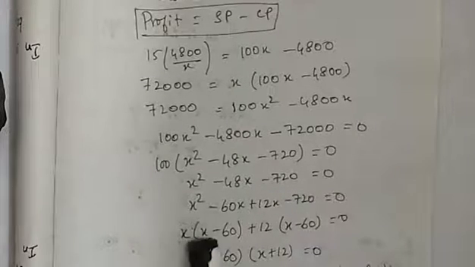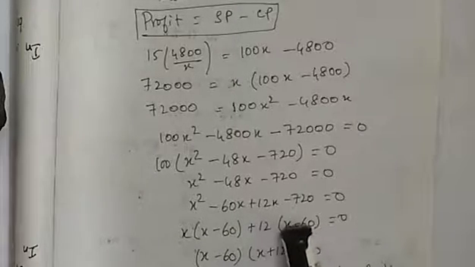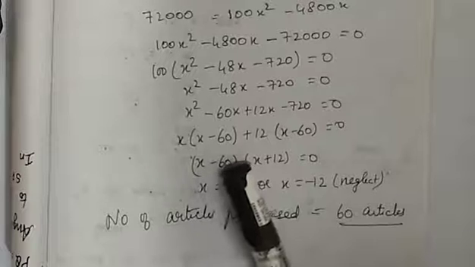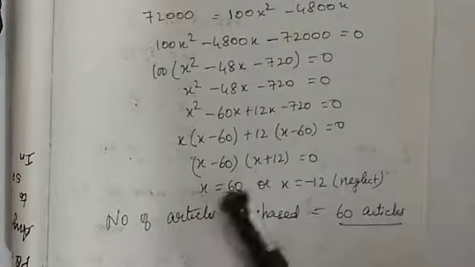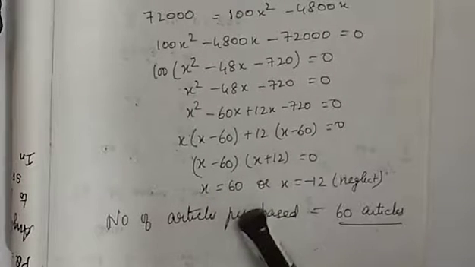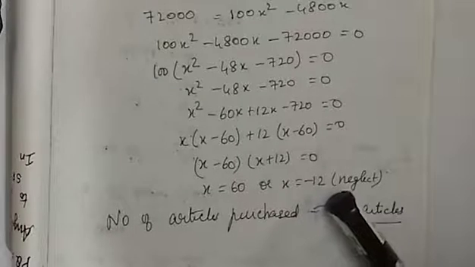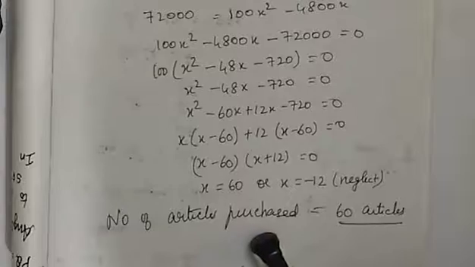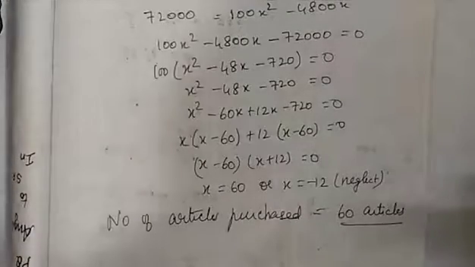Now, split the middle term. x squared minus 60x plus 12x minus 720 is equal to 0. x into x minus 60 plus 12 into x minus 60 is equal to 0. x minus 60 into x plus 12 is equal to 0. x is equal to 60 or minus 12. Neglect the negative one and write x is equal to 60. So, number of articles purchased is 60. 60 articles are purchased.